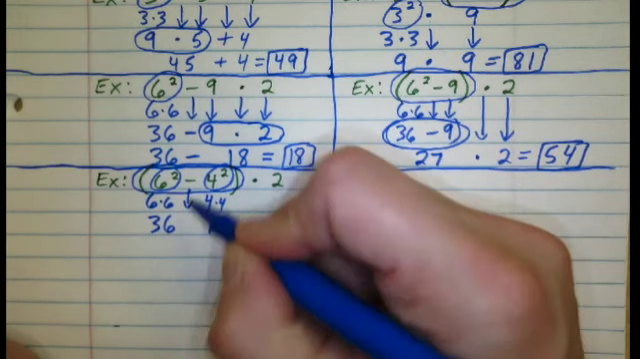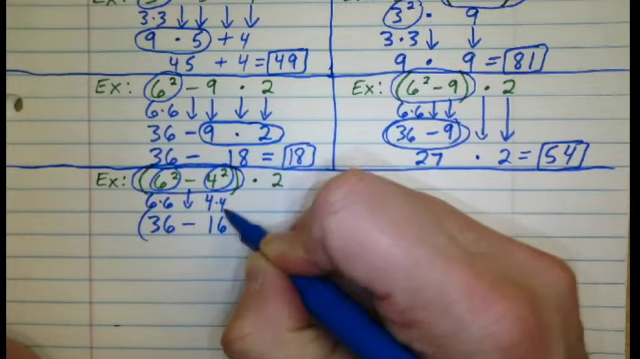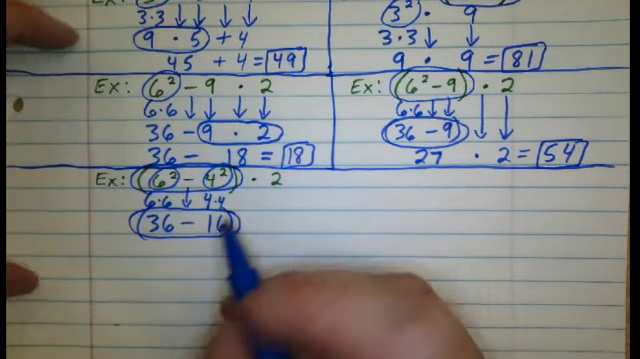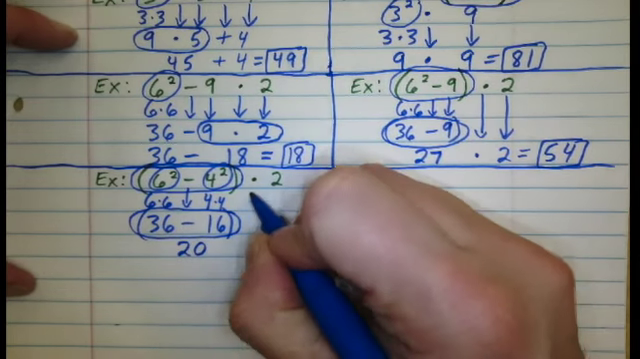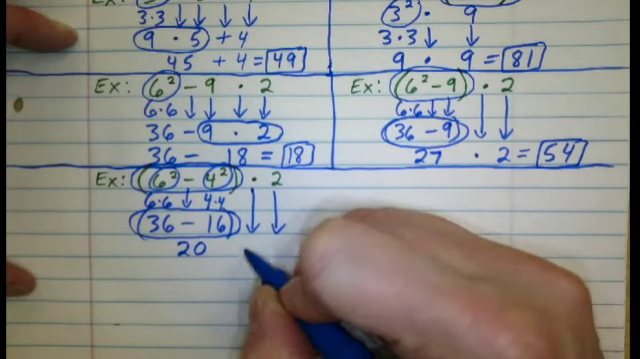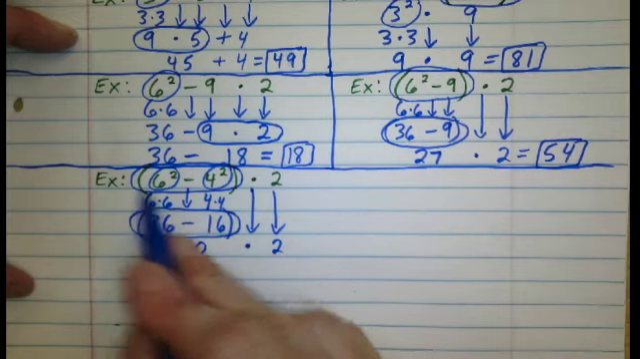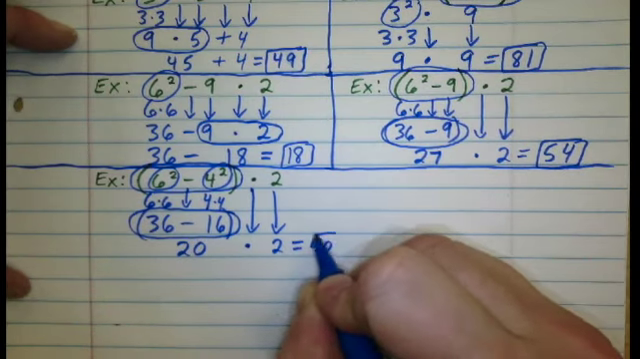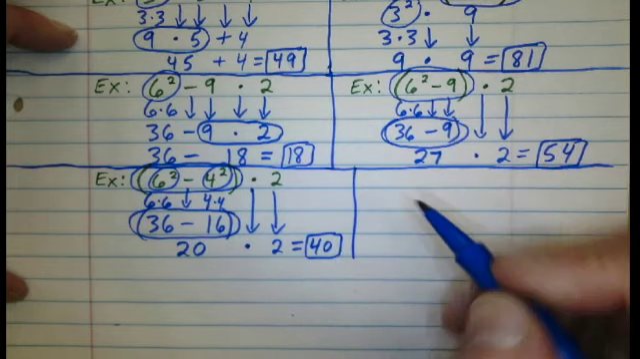I need to bring down this subtraction, and this is all still in parentheses, so I still need to solve what's in parentheses. 36 minus 16 is 20. And I need to bring down the times and the 2. So I have now solved everything in parentheses, so there are no more parentheses. 20 times 2 gives me 40 for my answer.